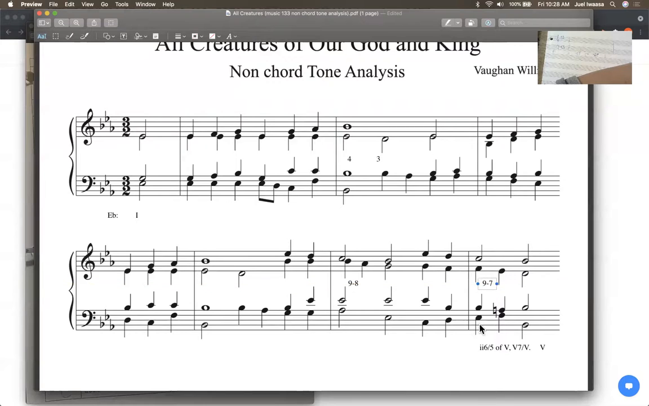This is a ninth right here from suspension to bass. And then when it resolves down, the bass stepped up. And so it's not a 9/8, but a 9/7 right there. All right. That's our demonstration right there.